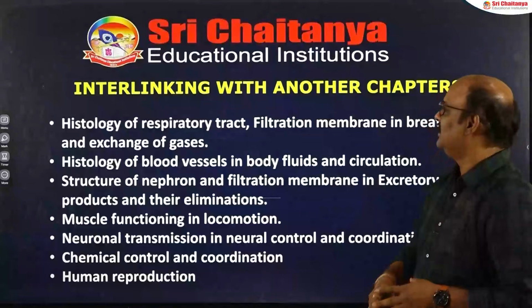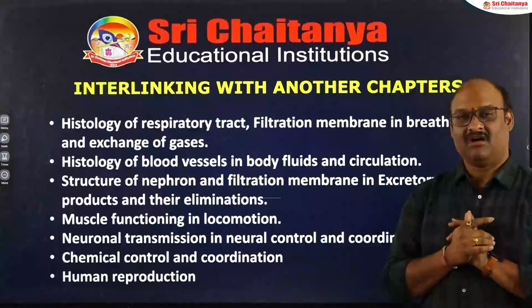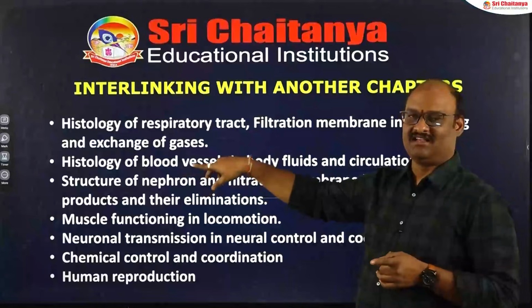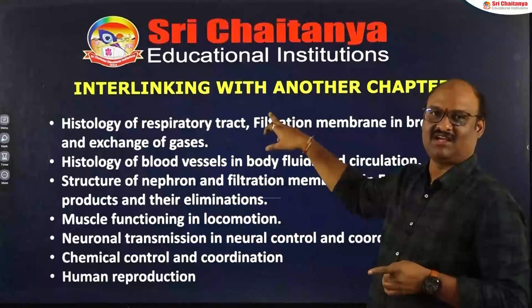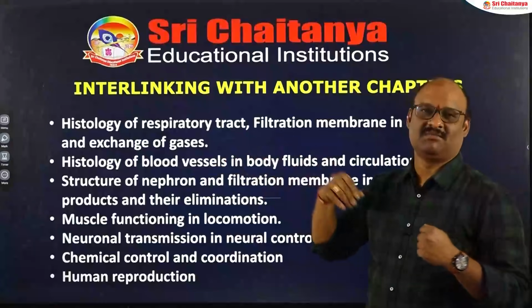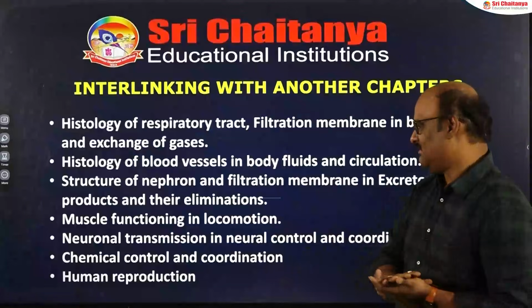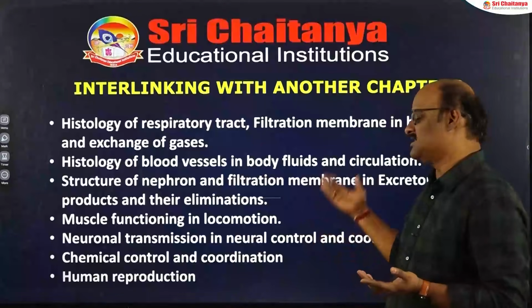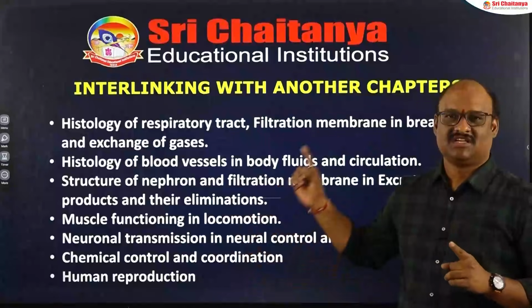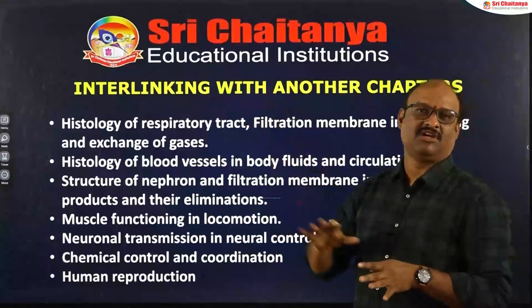Then interlinking with the other chapters, this is a very important topic, very important chapter. All the tissues we have studied here, we will study again in different parts, like in breathing and exchange about the respiratory tracts and filtration membranes, in body fluids and circulation about the blood vessels, the chambers of the heart, and nephron, as well as filtration membranes, muscles in locomotion, neural coordination, chemical coordination, human reproduction. In all these areas we are going to study about these tissues, because if you are perfect with the tissues here, in the next chapters that is going to become so much easier.